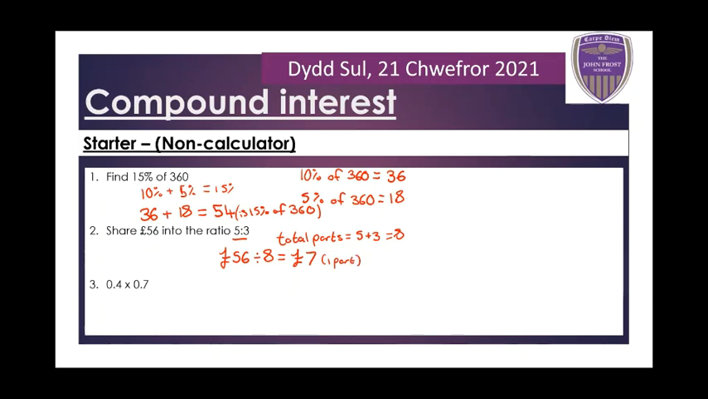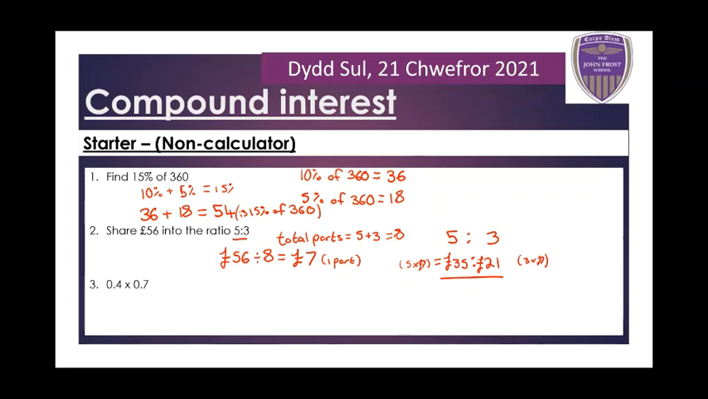And this £7 is equal to 1 part now. So if we want it in the ratio 5:3, we need to times each of these numbers by 7. So 5 times 7 is equal to £35. And 3 times £7 is equal to £21. So splitting £56 in the ratio 5:3, you would get £35 and £21.